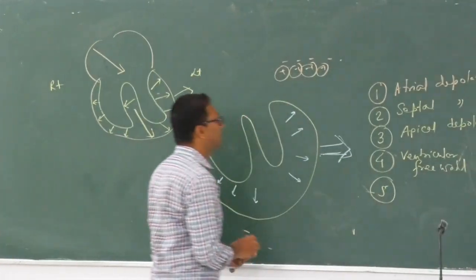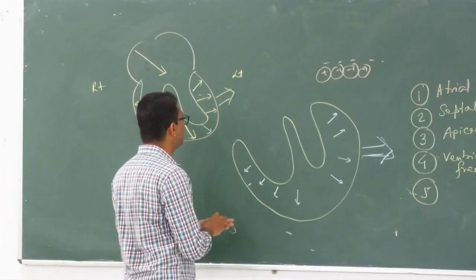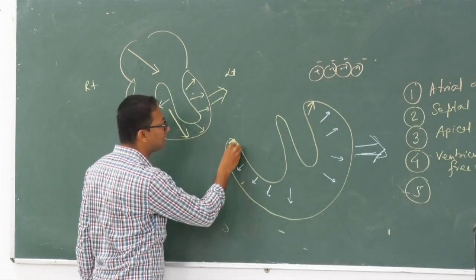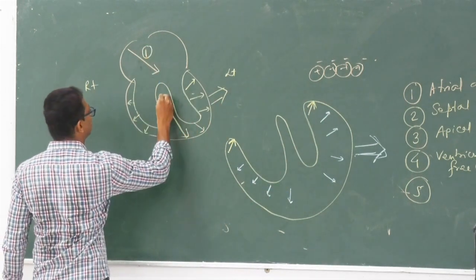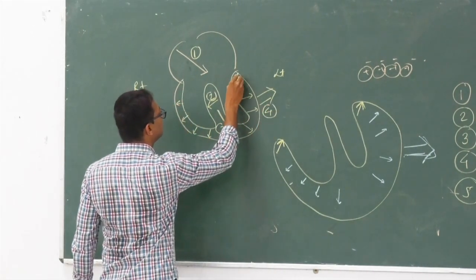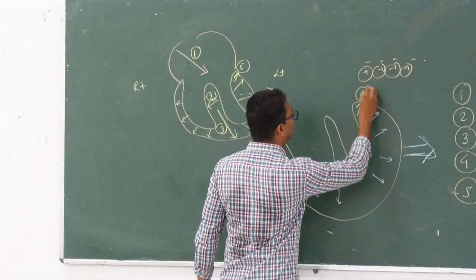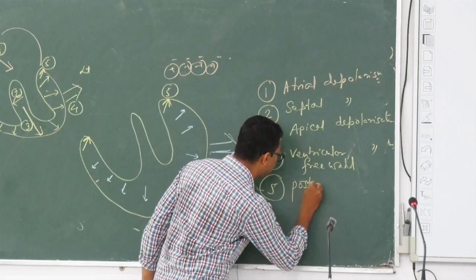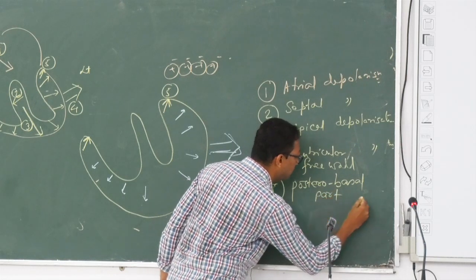Now the fifth vector is depolarization of the posterior-basal part of the heart. This one is the fifth vector. This is 1, 2, 3, 4, 5. Clear? Posterior-basal part.